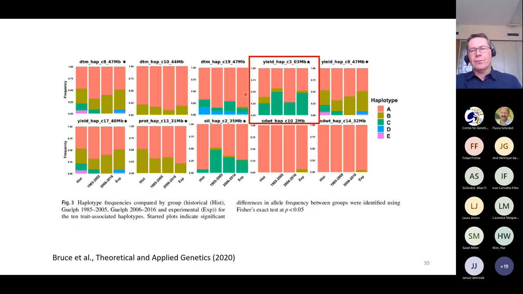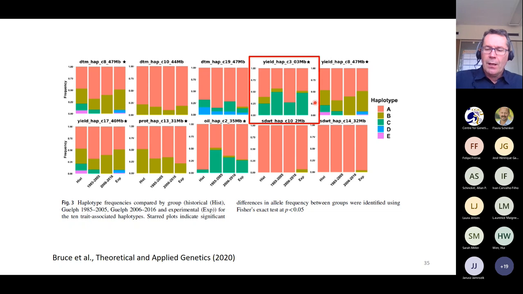For yield, there are multiple yield loci or haplotypes here. I will just point out one of them. The yield haplotype on chromosome 3 is showing that a haplotype for low yield, which was B, the olive color one, had disappeared by the period of 2006 and 2016 cultivars. We had a small number of genotypes with that lower yielding haplotype in the experimental lines, but not very large. And most of the haplotypes are made up of beneficial haplotypes A and C, but very little of the B.